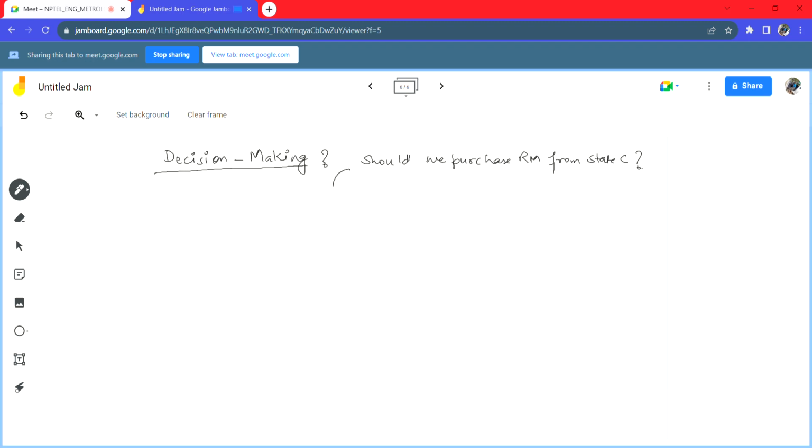Now another question arises: if we do not purchase from C, do we have an alternative resource? Is state A or B going to give you more raw material? Because being a company, being the owner, you have to do that much production.